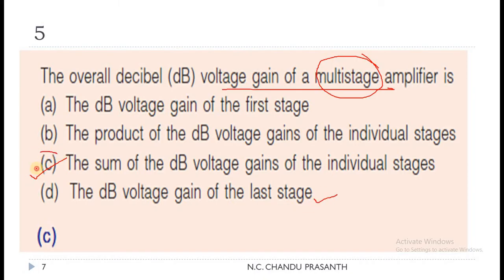What is the correct option? Option C, the sum of the dB voltage gain of the individual stages.